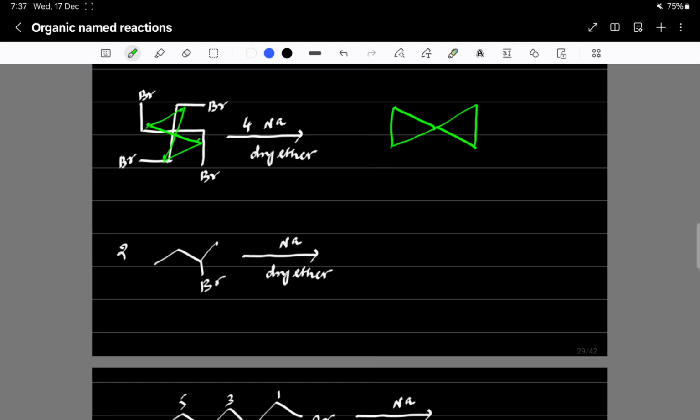Now similarly, you can use this compound. So this forms a radical, right? So again you can write one more compound like this. Now these radicals are recombining. So we will get the compound like this, right?